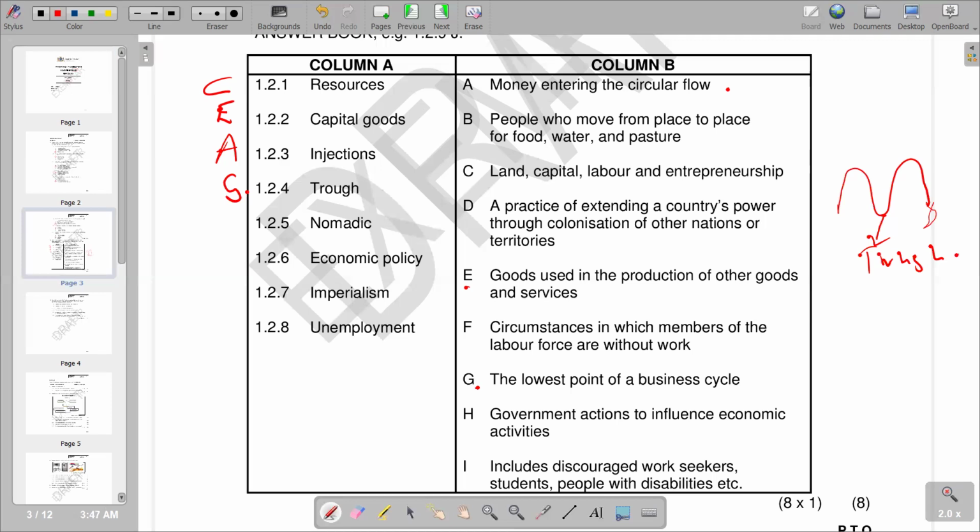So we go to the second column and try to see what we have. We have got B, people who move from one place to place for food, water, and pasture. So then we've got economic policy. Let's try to understand economic policy. So we go to column B and try to see what description we have which makes economic policy.